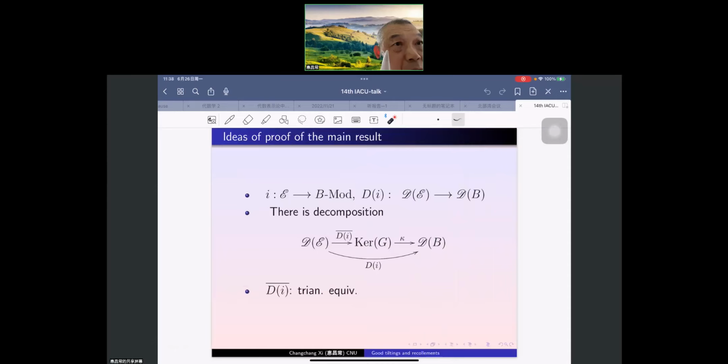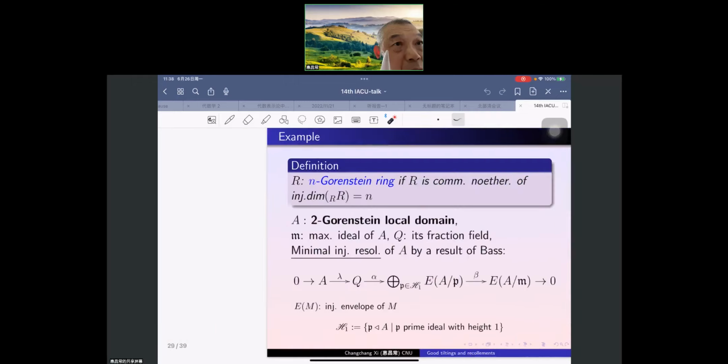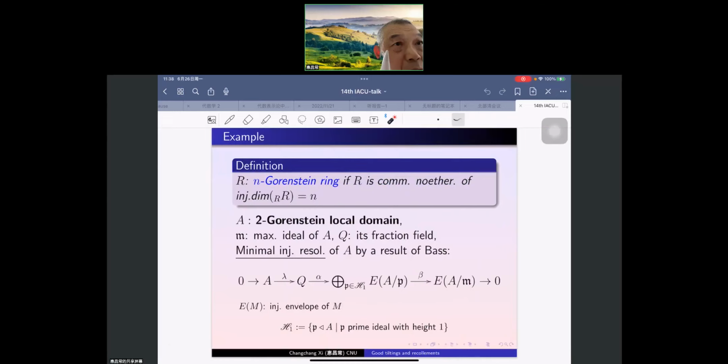So the proof of this main result is the following. We have this functor, which induces a triangle functor, and we can decompose this functor in the following way, with kernel kappa. The main contribution is to prove that this is a triangle equivalence, and using this triangle equivalence we get the recollement. In the following minutes, I would like to describe some examples.